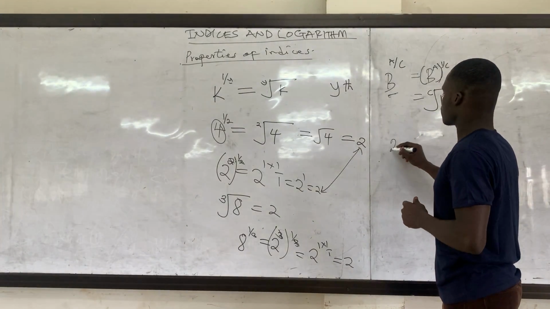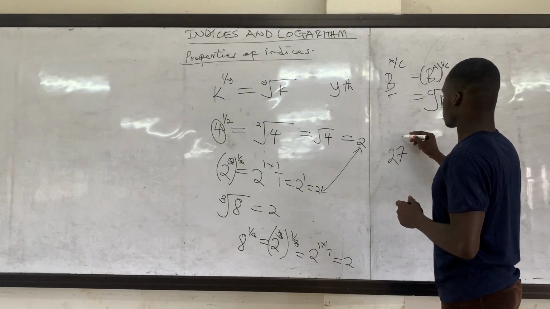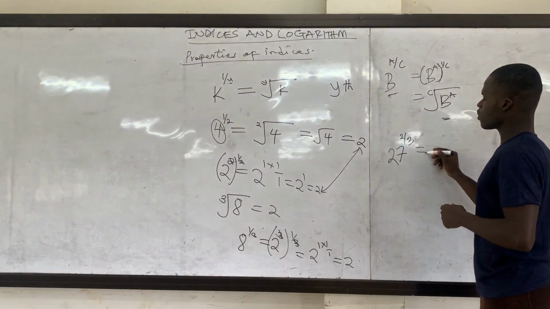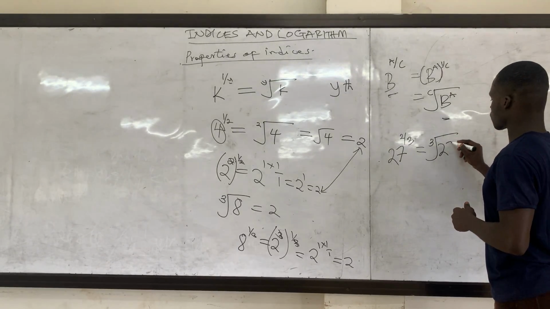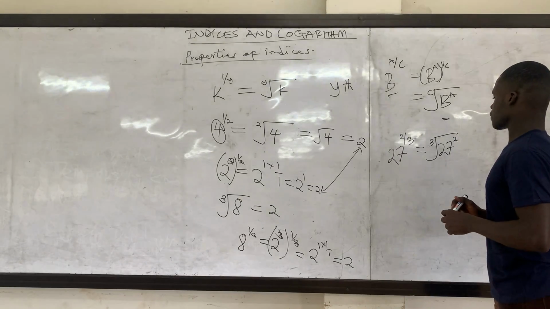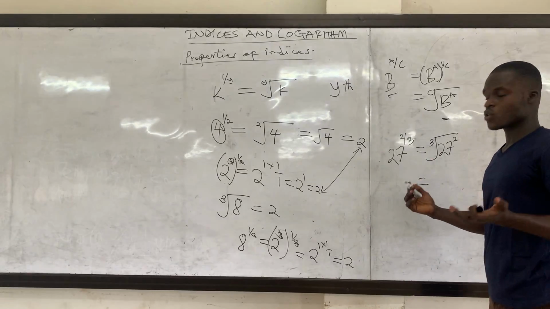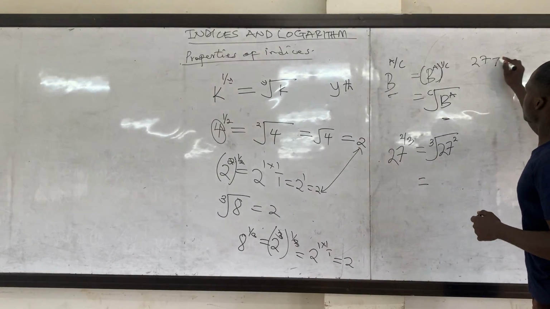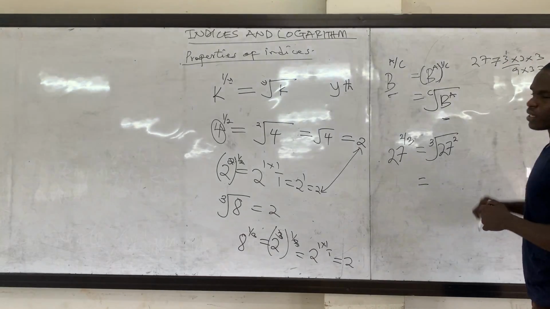We can have something like maybe 27 exponent 2 over 3. So 27 exponent 2 over 3 is going to be the same as the third root of 27 squared. Okay, the third root of 27 squared. And if we want to solve this, 27 is equal to 3 times 3 times 3, right? 3 times 3 is 9. 9 times 3 is 27. This 3 has an exponent of 1.